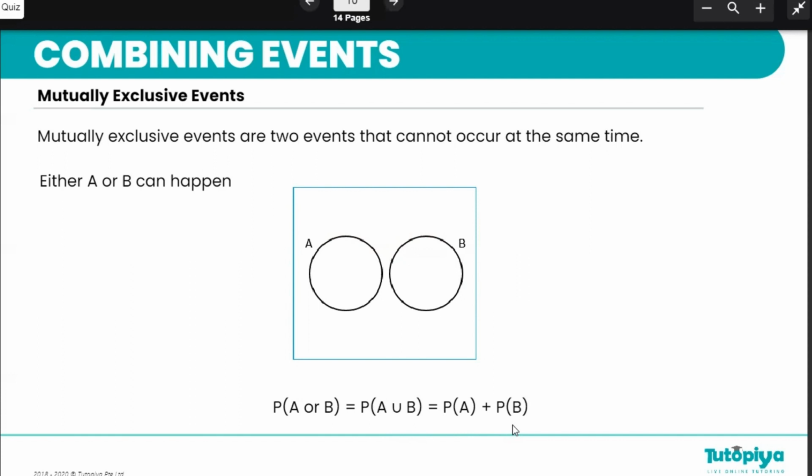An example of mutually exclusive events would be the probability of rolling an odd and an even number on a fair dice. If I roll my dice just once, I know that I can obtain either an odd number or an even number, but I cannot obtain a number that's both odd and even. In this case, these events are mutually exclusive and they cannot occur at the same time.